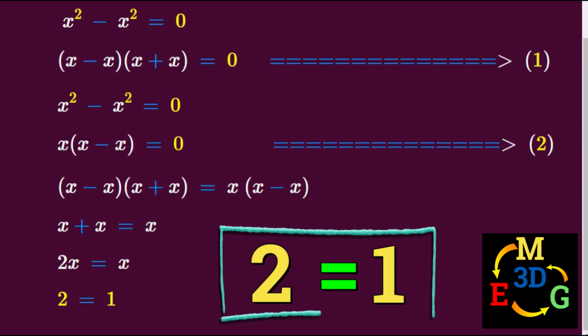We have an absurd conclusion that 2 is equal to 1. Please can you help me and find the mistake?